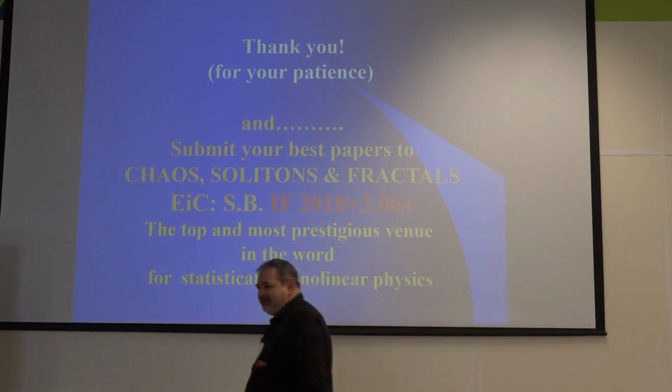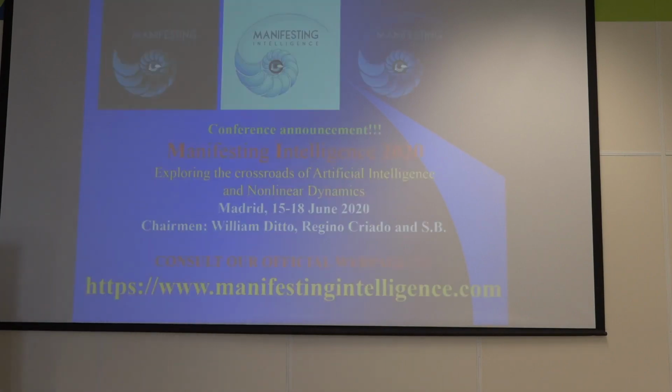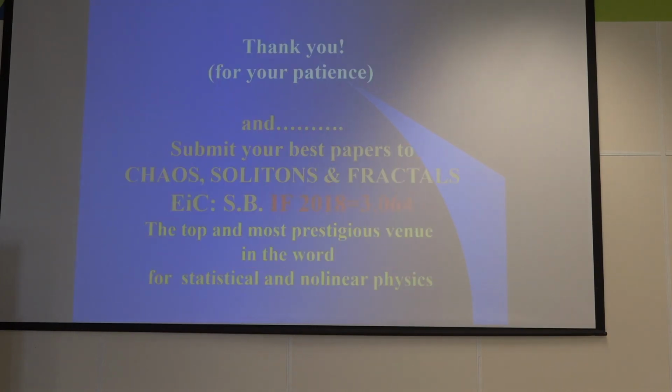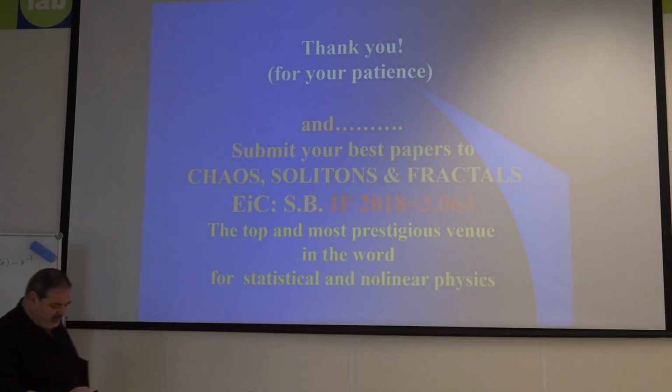The first advertisement is: please submit your best papers to Chaos, Solitons and Fractals, a journal of Elsevier. This year we got a tremendous impact factor. I was joking about impact factor before, but it's important for a journal. The impact factor for 2018 is larger than 3, and we expect something larger than 4 next year. I'm the editor-in-chief, and this year the journal has become the most prestigious venue in the world for statistical and nonlinear physics. So if you study something related to statistical physics, this is the best journal to submit to. Please do it.